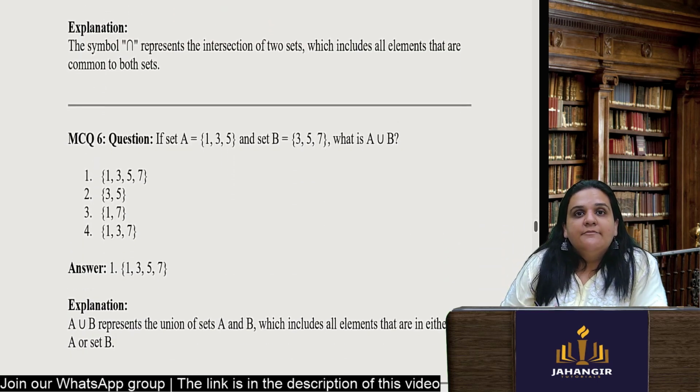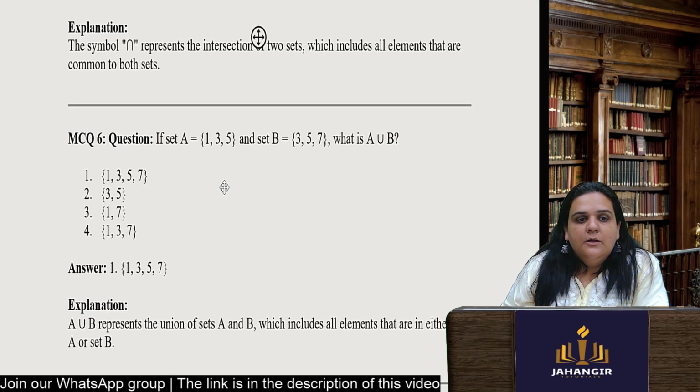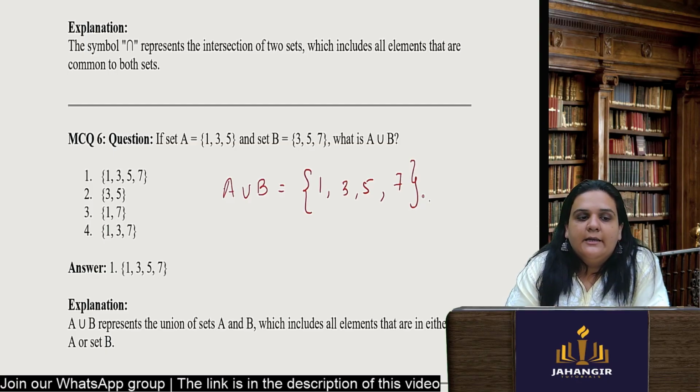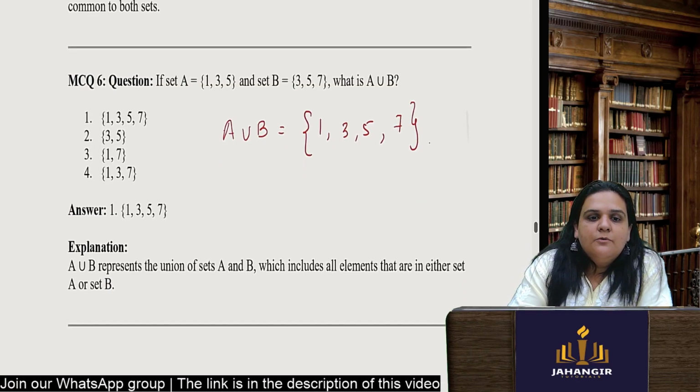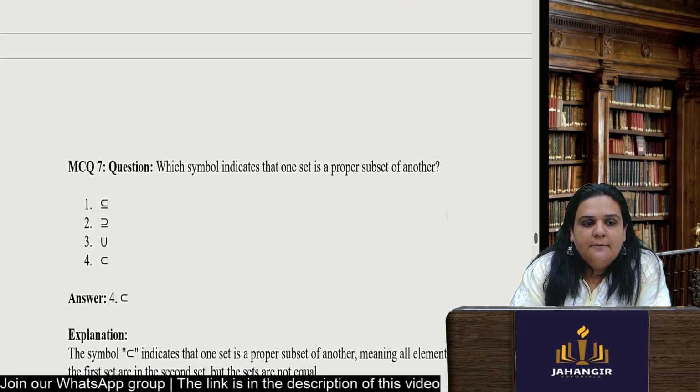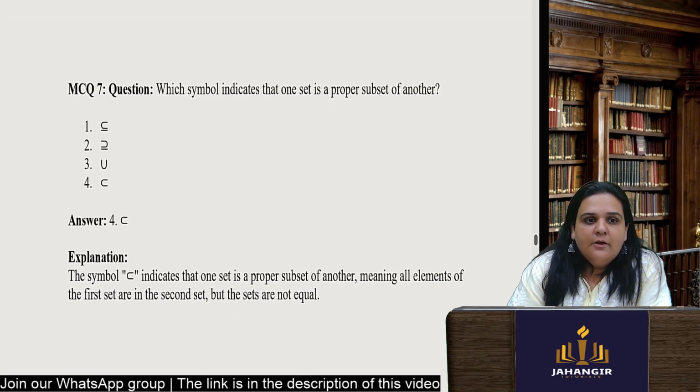See, in set A we have 1, 3, 5 and in set B we have 3, 5, 7. So if I am asking you A union B, I have to add up. When I am adding up, I will write the elements of A, and I will also write the elements of B. I will not repeat them. I will not write 1, 3, 5, 3, 5, 7. No, only once I will write each element. So A union B is nothing but the addition, which includes elements in either A or B.